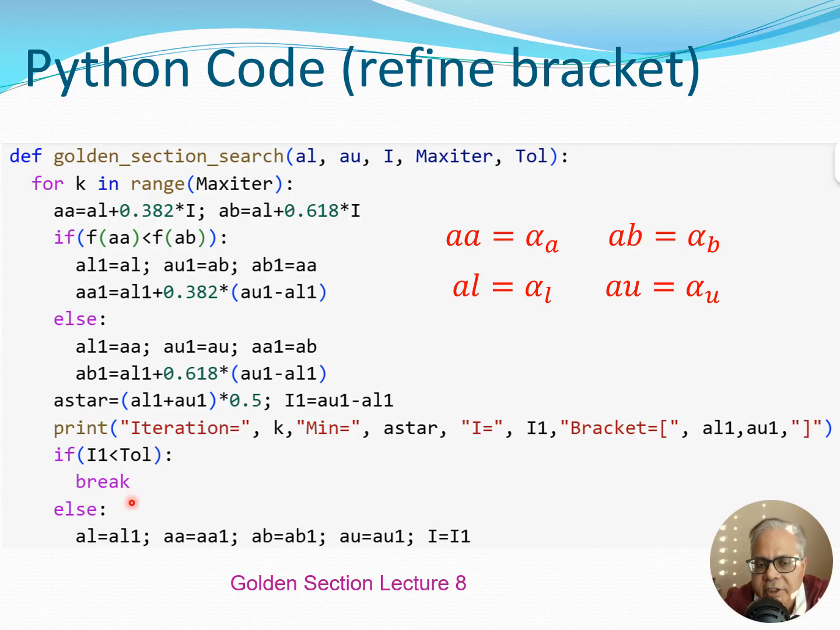So we have the break statement here. Else we drop the superscript 1, just like I mentioned in the example problem we solved, and also we have given in the lecture video. So essentially what happens is that AL, AA, AB, AU and I are all set to the starting values, and then this thing goes on and on till the algorithm has converged.